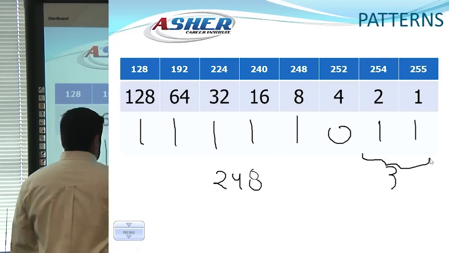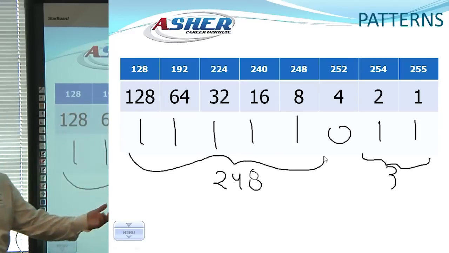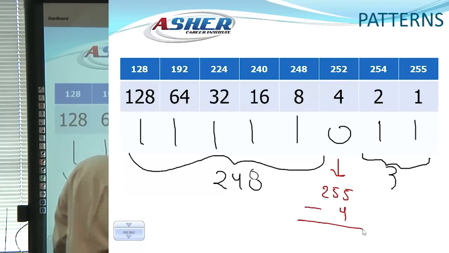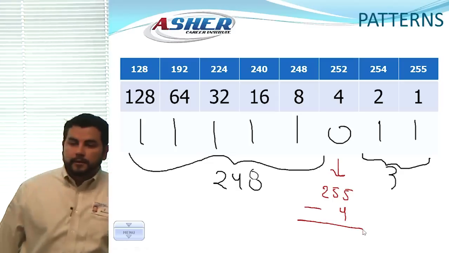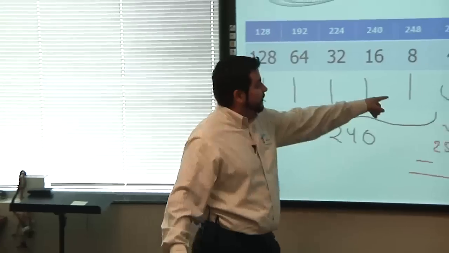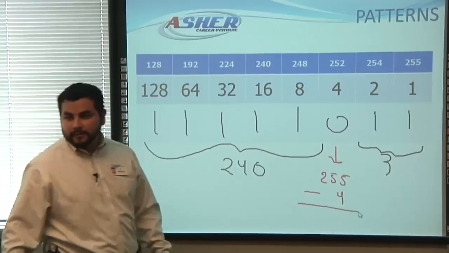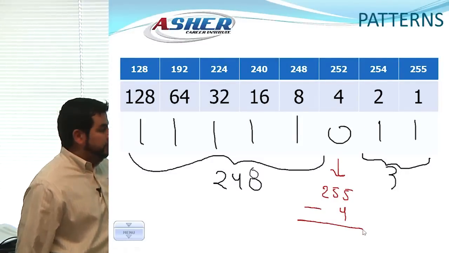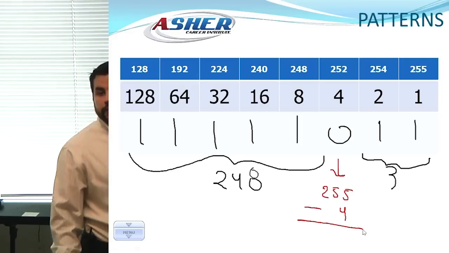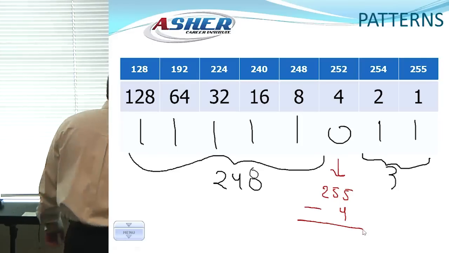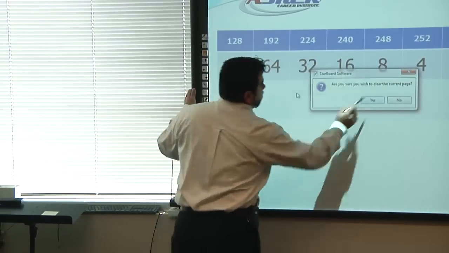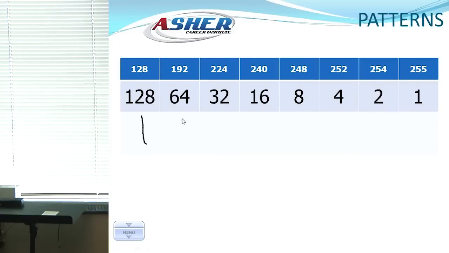So 3 plus 248 will give me the right answer. Another right answer would be what? 255 minus 4. That would also give me the right answer. It just depends on whichever one you see first. That's the negate, when you do the quick subtract. Wherever the 0 is, you subtract it from 255, because if they're all ones, it equals 255. That's a little quicker.